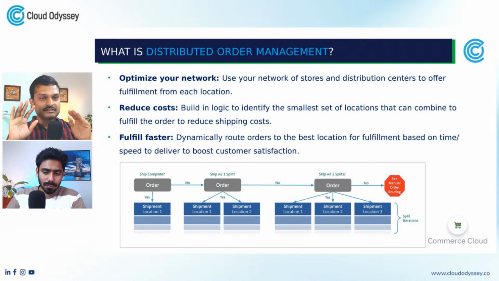If that is also not possible, then it will go to two splits. So here it will check in three locations. If three locations can fulfill these 10 items, maybe three by one location, another three by another location, another four by another location, it will check up to a maximum of two splits. If it is not possible even with two splits, then it will stop the routing and ask the merchant to route it manually.